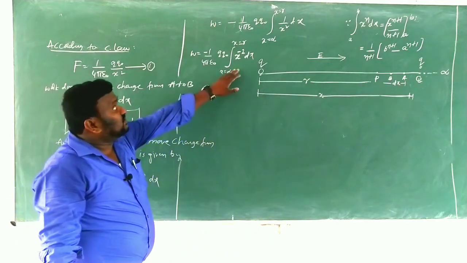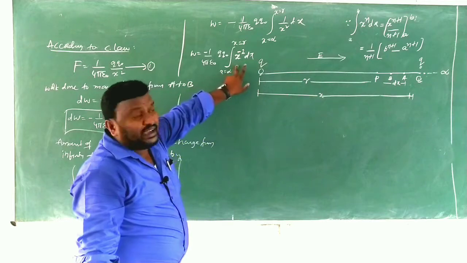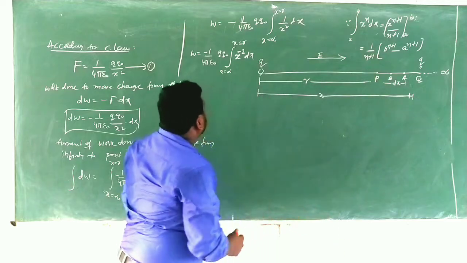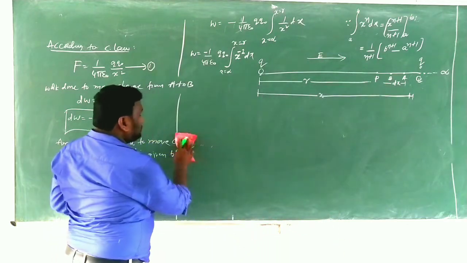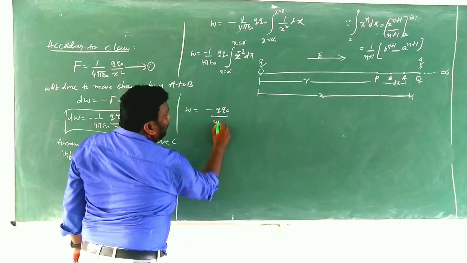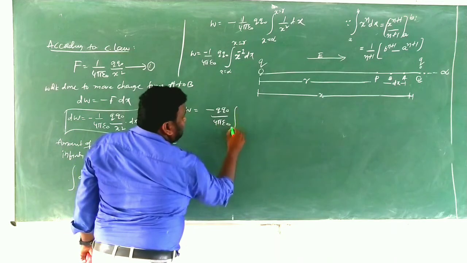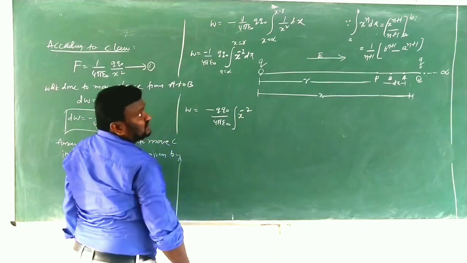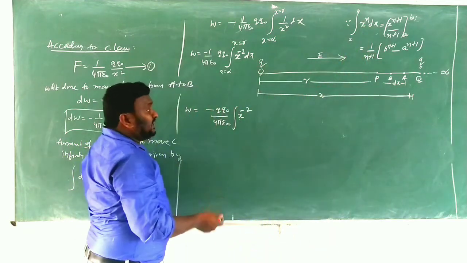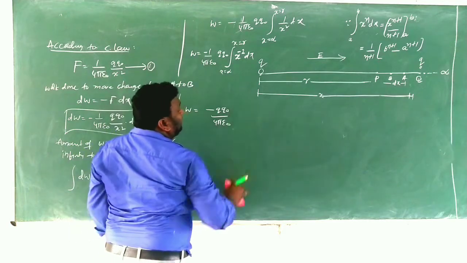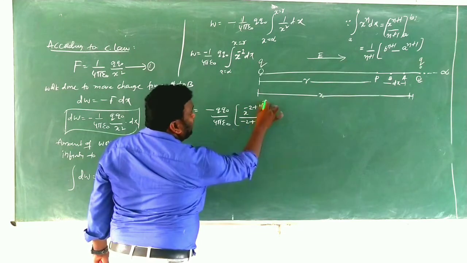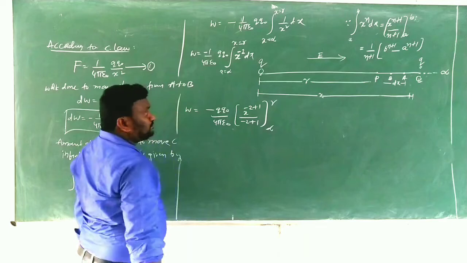Now you have to compare this with the same thing. Here x to the power of minus 2 is there and here x to the power of n is there. Then what do you write? Simply I am applying the formula here. W is equal to minus q naught by 4 pi epsilon naught. Here x to the power of minus 2 is there, x to the power of n, so n is minus 2. That's why I am substituting the formula here: x to the power of minus 2 plus 1 by minus 2 plus 1, and limits are infinity and r.